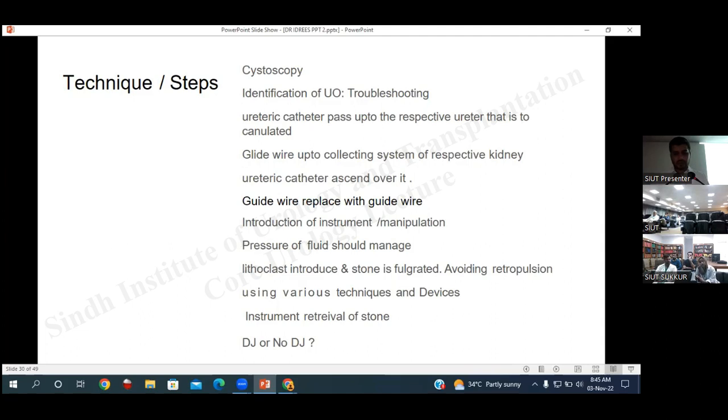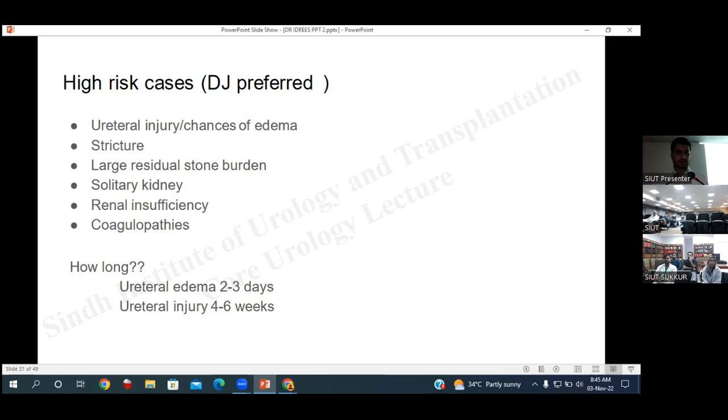And after that, the question arises whether we should place a DJ stent or not. In high risk cases, a DJ is placed: ureteral injury, high chances of edema and strictures, large residual stone burden, solitary kidney, renal insufficiency, and coagulopathy. For ureteral edema, a stent is placed for 2 to 3 days, and for ureteral injury, a stent is placed for 4 to 6 weeks.